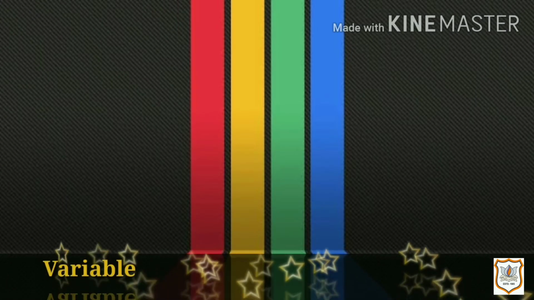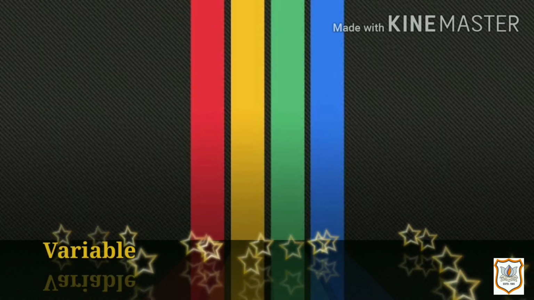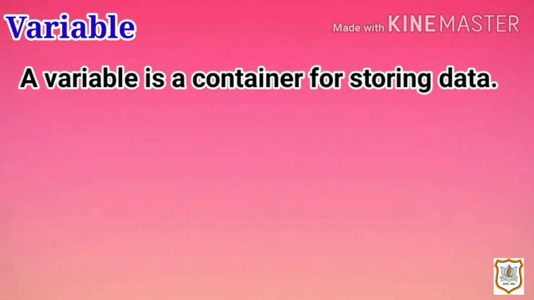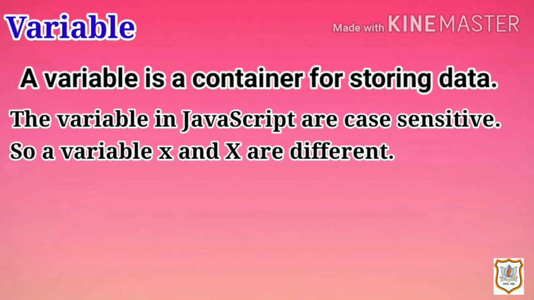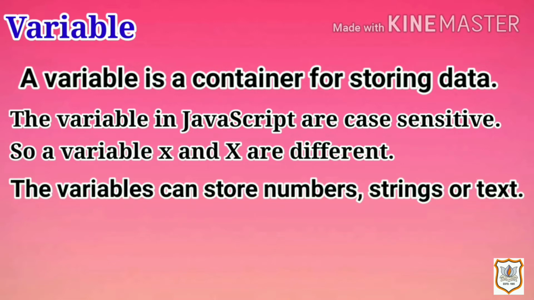Let's start our next topic, variable of chapter number 2. A variable is a container for storing data. The variables in JavaScript are case sensitive. So a variable small x and capital X are different. The variables can store numbers, strings, or text.